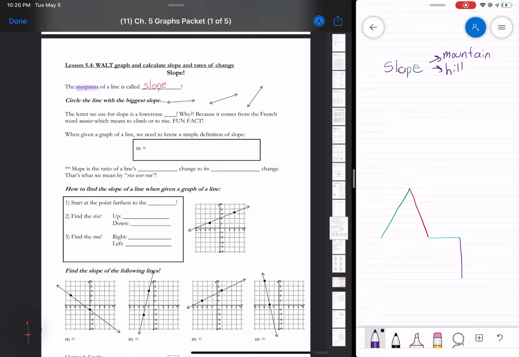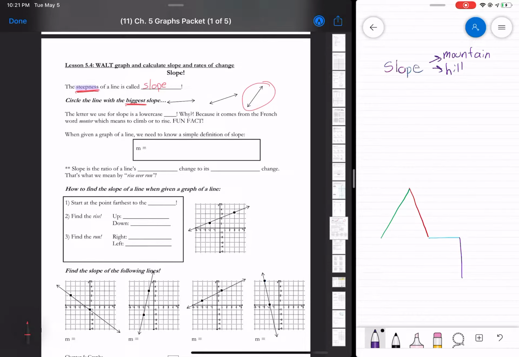And the steepness for skiing tells you how fast or how slow you're going, or how hard it's going to be to get up the mountain, if you're hiking even, right? Versus down. So now let's look at this. On page 18, you're going to circle the line with the biggest slope. When you compare those three lines that you have, you notice that the last one has the biggest slope. It's the steepest. So what we mean by biggest is which one is the steepest slope.